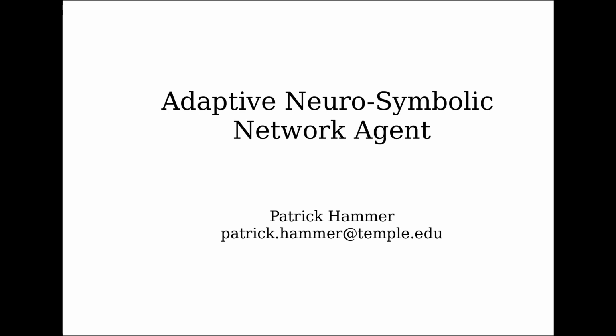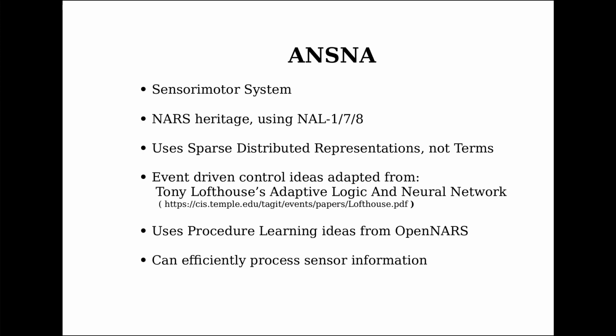Welcome to this introduction to the Adaptive Neuro-Symbolic Network Agent, ANSNA, a system inspired by the Non-Axiomatic Reasoning System proposed by Dr. Pei Wang. Differently than NARS, ANSNA is a sensorimotor system. It borrows three levels of NARS non-axiomatic logic, that is, NAL 1 for event matching and perception, NAL 7 for temporal inference, and NAL 8 for procedural inference.